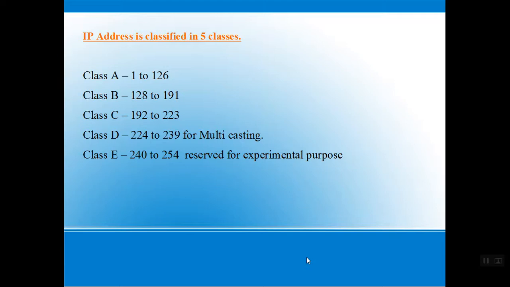As you can see, 224 to 239 in class D is used for multicasting, and class E is reserved for scientists, for experimental purposes only. So we have gone through the five classes, A, B, C, D, E.